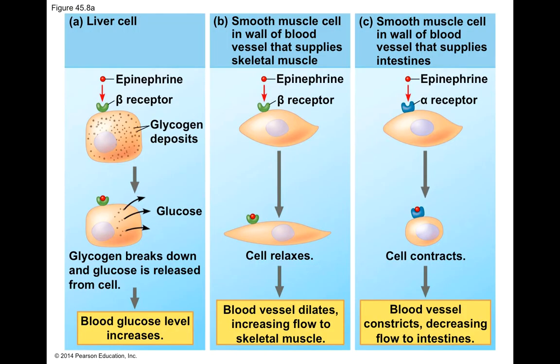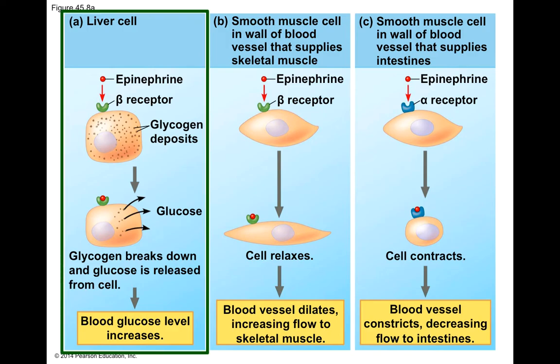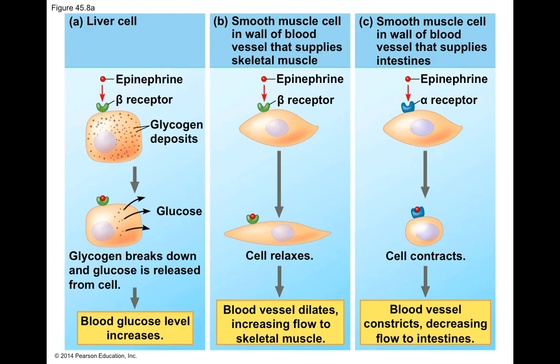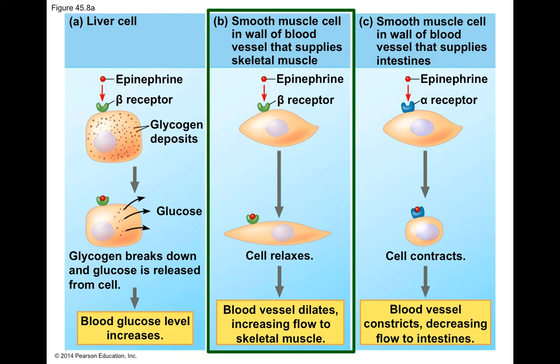The same hormone can even have different effects, depending on the receptor or the transduction pathway that the cell has. So let's take a look at how this can happen by looking at our old friend epinephrine. In figure A, here we have epinephrine binding to a beta receptor in a liver cell, resulting in the breakdown of glycogen. In figure B, epinephrine binds to another beta receptor in a blood vessel cell that supplies skeletal muscle to relax the vessel and increase blood flow to the muscle.